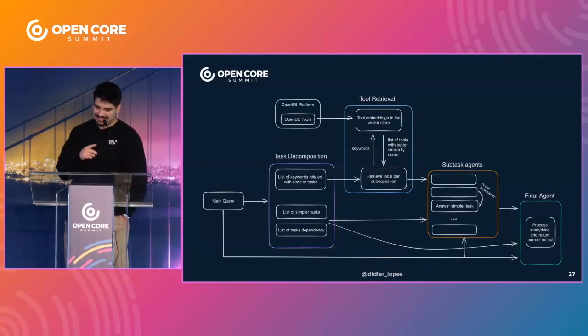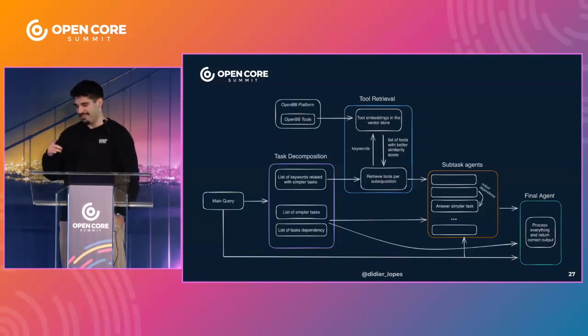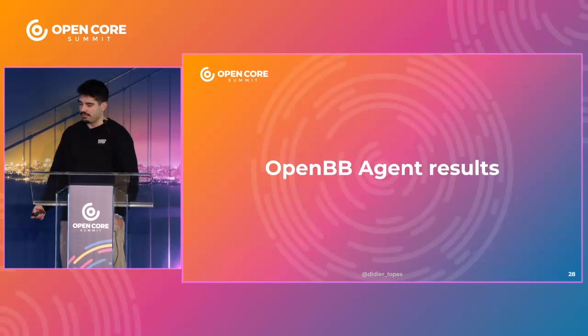The subtask agents get the tools, they get the task at hand, and they get the main prompt. They answer each of it individually. If they rely on another dependency, you can see that reliance, like the arrow. And then finally, we give all of this to the final agent, and he responds. So what does this look like?